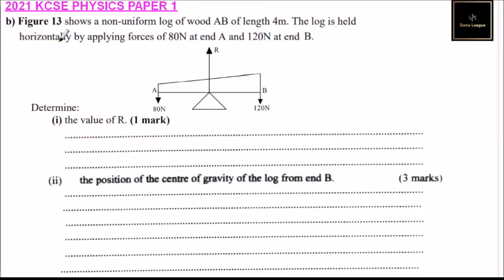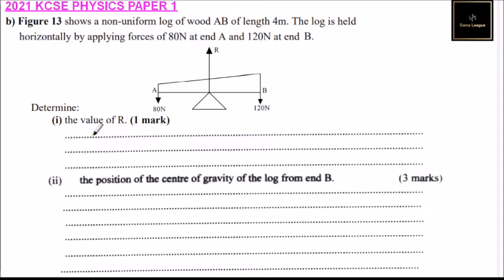Part B. Figure 13 shows a non-uniform log of wood AB of length 4 meters. The log is held horizontally by applying forces of 80 newtons at end A and 120 newtons at end B. So we have a diagram here. This is the log. We have points A and B, and the forces, or weights, which are 80 newtons and 120 newtons. Determine, Roman number 1, the value of R.